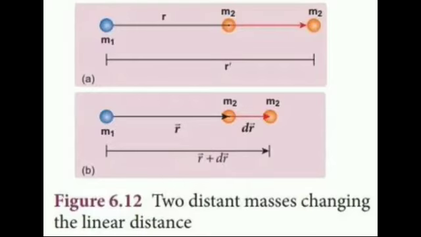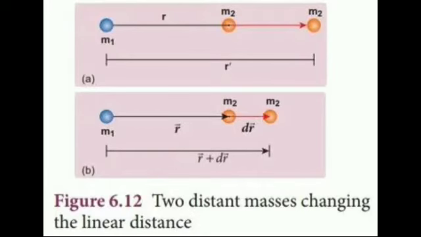Assuming m1 to be fixed in its position, work must be done on m2 to move the distance from r' to r. So, to move the mass m2 through an infinitesimal displacement dr vector, from r vector to r vector plus dr vector. So r means distance, and r vector plus dr vector is the new position. Work has to be done externally.